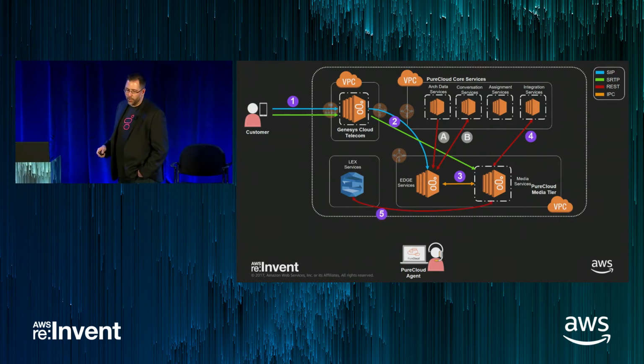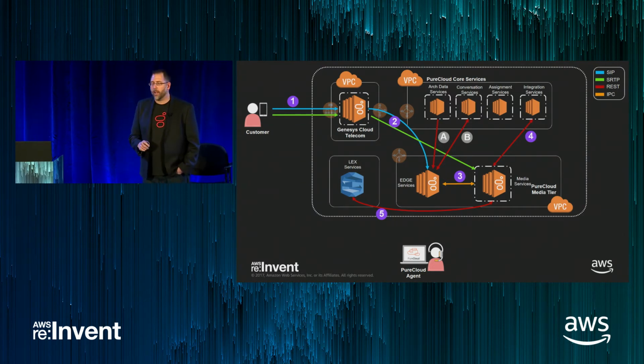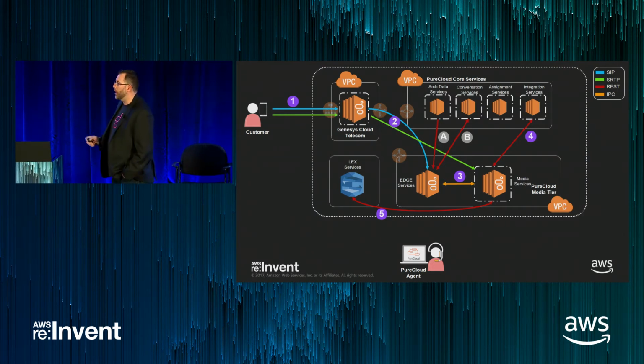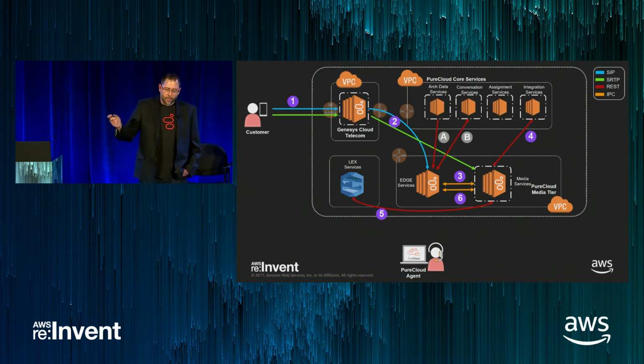We then establish a REST connection into Lex with a 16-bit audio stream that goes into Lex, which is how we get the intent and the slots. That data is then passed back to Pure Cloud, into our media services, which is then synchronized back into our edge services.